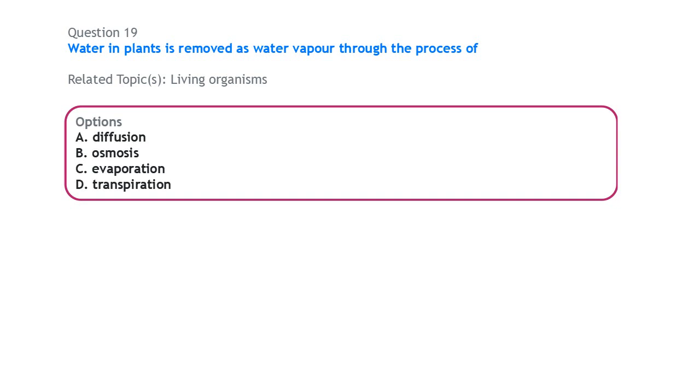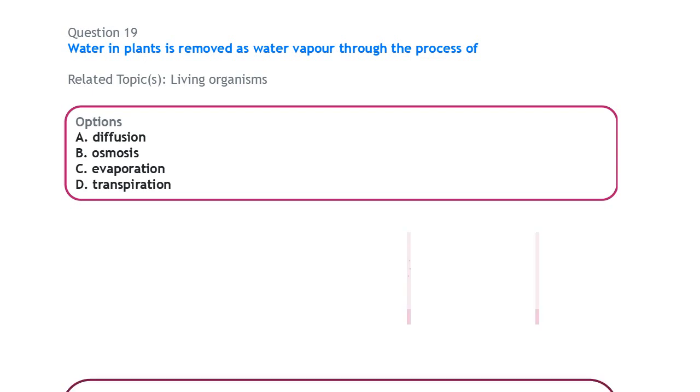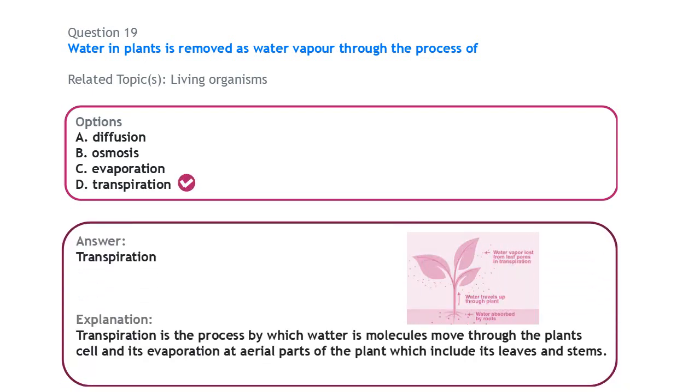Next, water in plants is removed as water vapor through the process of transpiration. So transpiration is a process by which plants lose water, which is the reason why usually early in the morning the leaves of plants are wet, because transpiration occurs during the night. So you would notice that the leaves of plants in the early hours of the morning are wet. That is due to the water vapor that has been lost through transpiration.